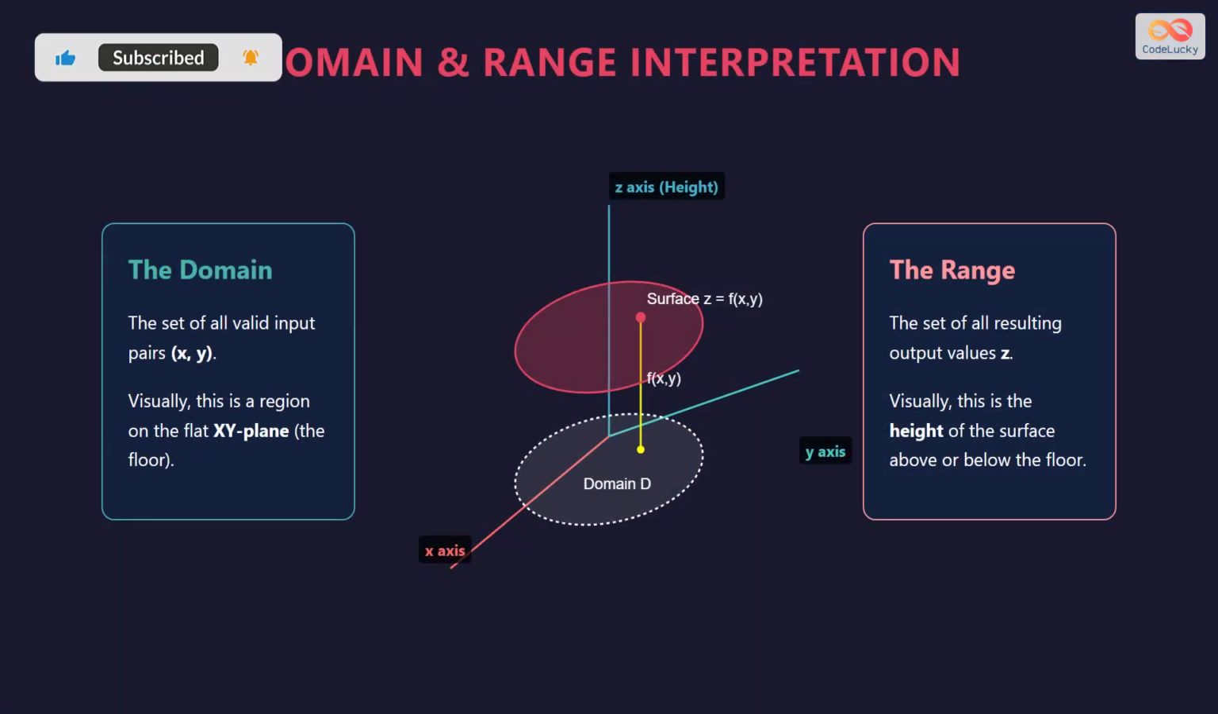Understanding the domain and range is crucial visually. The domain is the set of valid input pairs, which lives on the flat xy floor, shown here with the dashed line. For every point in this domain, the function assigns a value z, which is the height. So the range is simply how high or low the surface goes along the vertical axis.